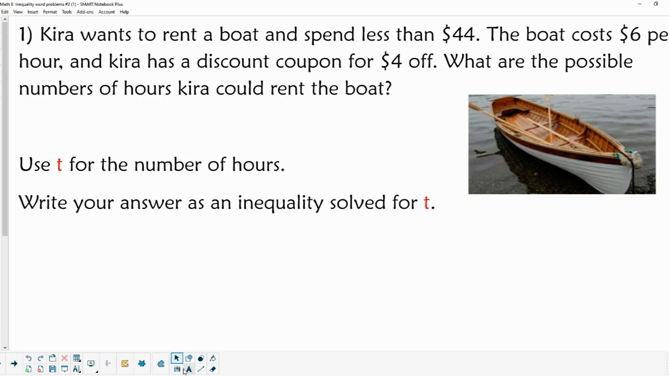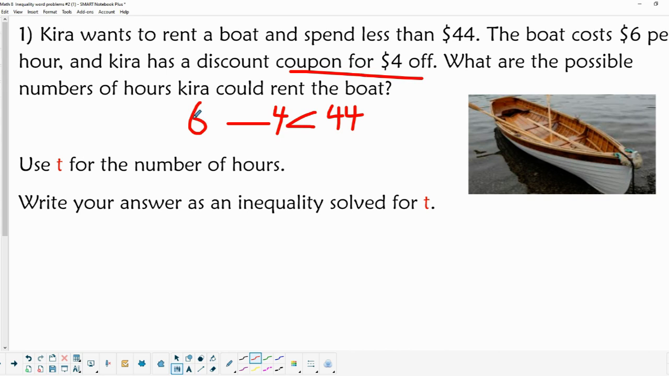So as I read through this, here's what I'm seeing. She wants to spend less than $44. We know that from the very beginning. We also know that she's going to get $4 off the total cost with her discount coupon. And then it's going to cost her $6 an hour while she's renting the boat. So there's our inequality.